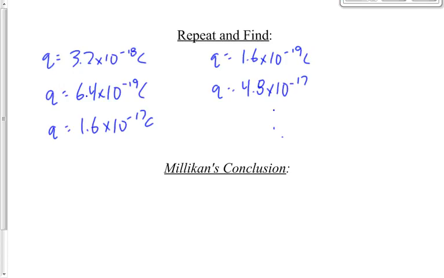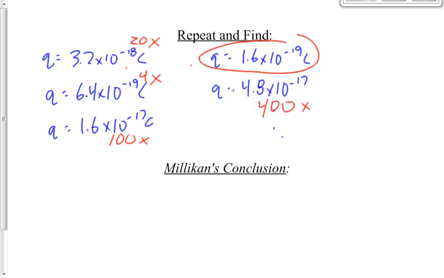They're all multiples of this number. Okay, this one is 20 times this one. This one would be 4 times. This one would be 100 times. This one would be 400 times. They're all exact multiples of this number that we now call the elementary charge.